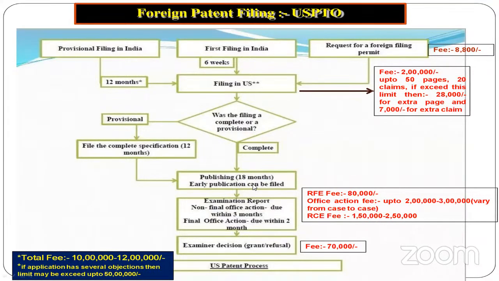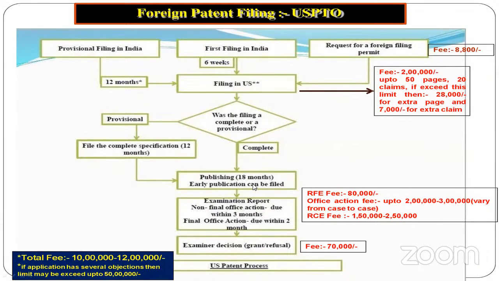After filing the response to the office action, your patent application is granted. If your patent application is granted, then they issue the granting letter. The fee for issuing the granting letter is 70,000 rupees. In India, it is free of cost. So the whole process for a US patent is covered in 10 to 12 lakh rupees. If the application has several objections, then this may exceed up to 50 lakh rupees.